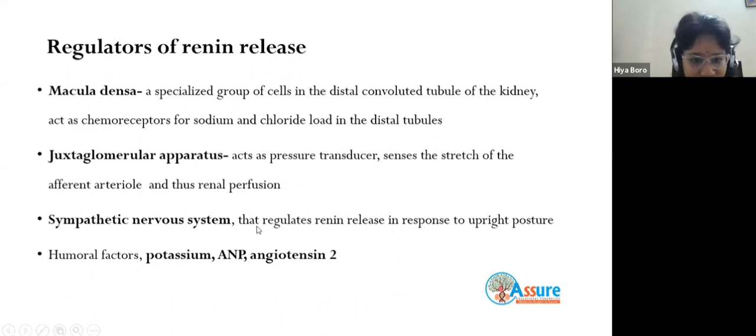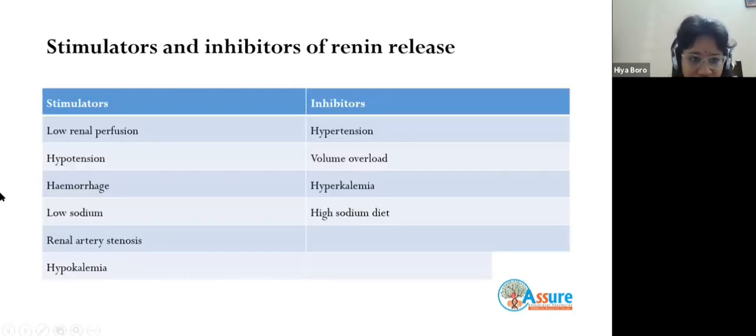And we also have the sympathetic nervous system. Okay, the sympathetic nervous system which regulates renin release in response to upright posture. And there are other factors like potassium, ANP, and angiotensin 2. So basically, the macula densa, the juxtaglomerular apparatus, and the sympathetic nervous system, they are the regulators of renin release. So these are the stimulators and these are the inhibitors of renin release.